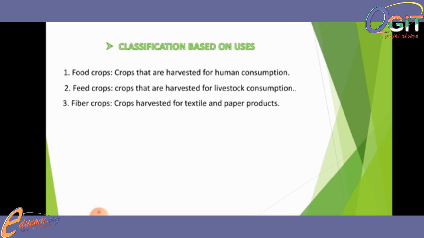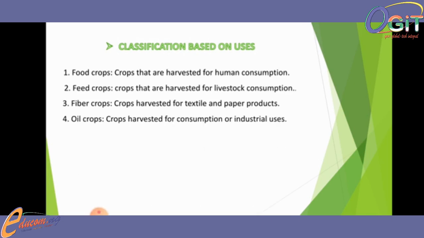Number 3, we have fiber crops. They are the crops that are harvested for textile and paper products. Examples are jute, cotton, and sun hemp.